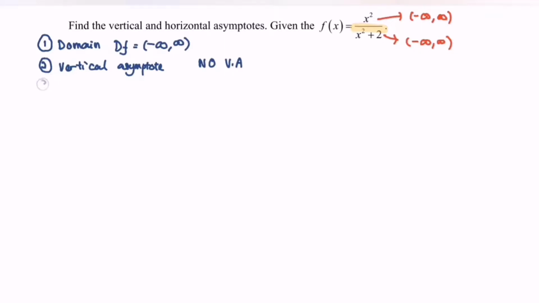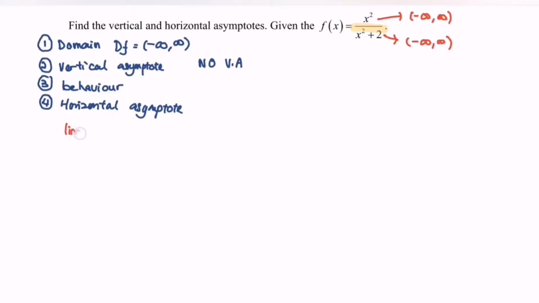Step number 3, we are interested in the behavior. Since there is no vertical asymptote, automatically there is no behavior that can be observed in this part. Step number 4, horizontal asymptote. How to find the horizontal asymptote?